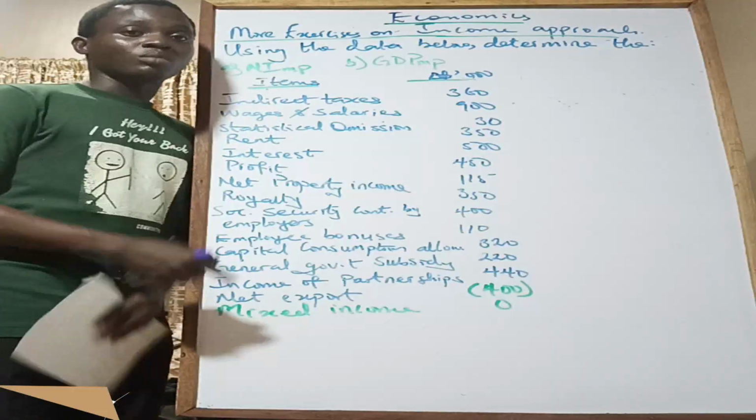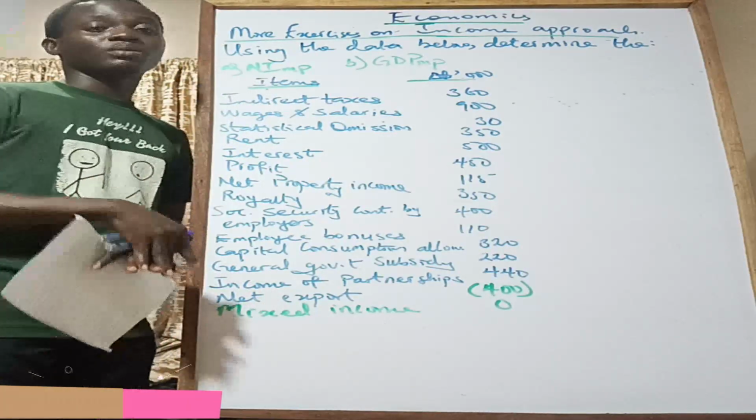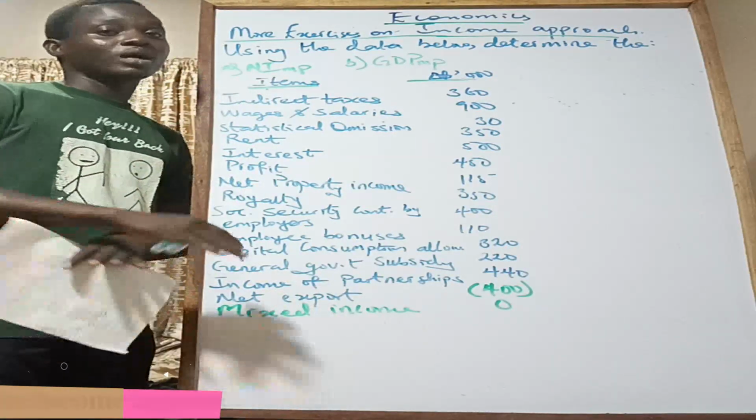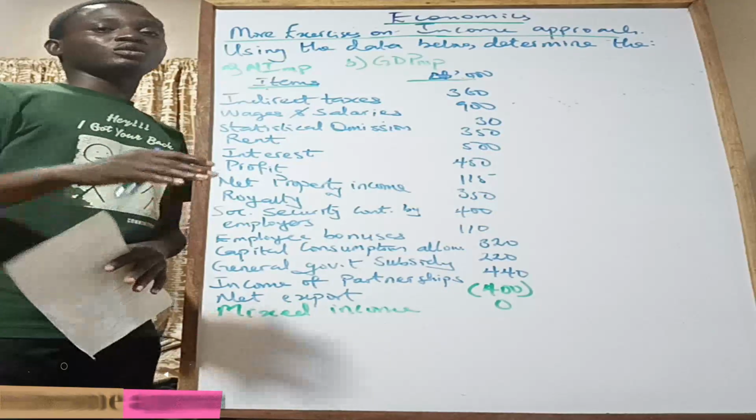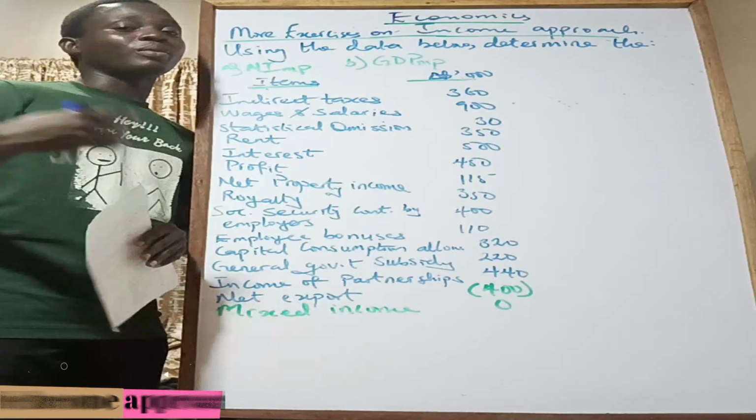And then for mixed income, in the first class, I didn't remember to talk about mixed income. It was in my material, I had skipped it. So mixed income is just income that cannot be attributed to a particular source.